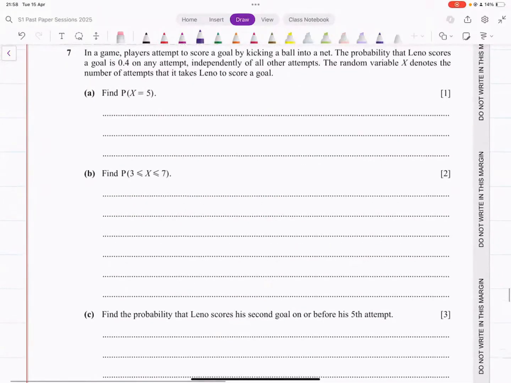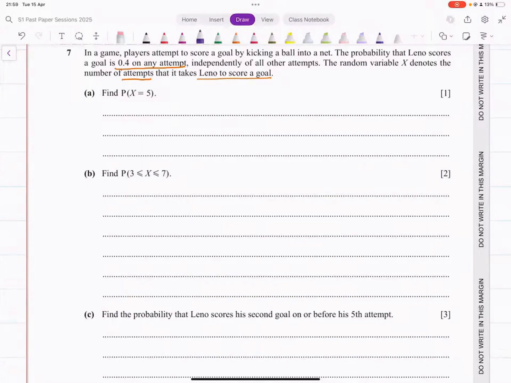Game. Players attempt to score a goal by kicking a ball into a net. The probability that this person, Leno, scores a goal is 0.4 in any attempt. So the probability remains the same. That's not changing independently of all the other attempts, right? The random variable x denotes the number of attempts that it takes Leno to score a goal. Number of attempts required to get a success. First success. What does that remind you about? Score a goal, that means that's the first time that she is scoring a goal, right?